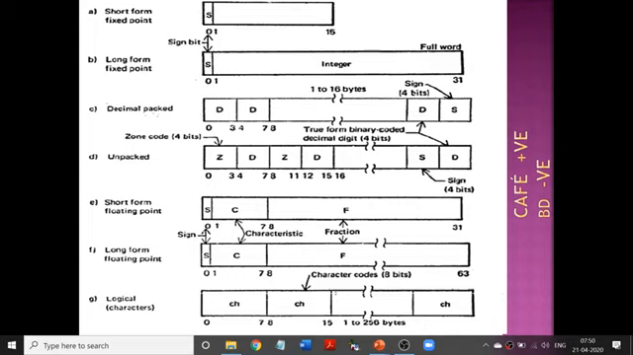It's short because of the length or the size of that particular data type. So what is the size of the data type? It's going to be 16 bits, so 2 bytes or 16 bits is the size. Whenever you're remembering, first remember the name short form fixed point, and immediately remember 2 bytes or 16 bits. If you remember these two things, the diagram can be easily drawn by you, so that you don't have to mug up the diagram. You just remember the size of each and every data type.